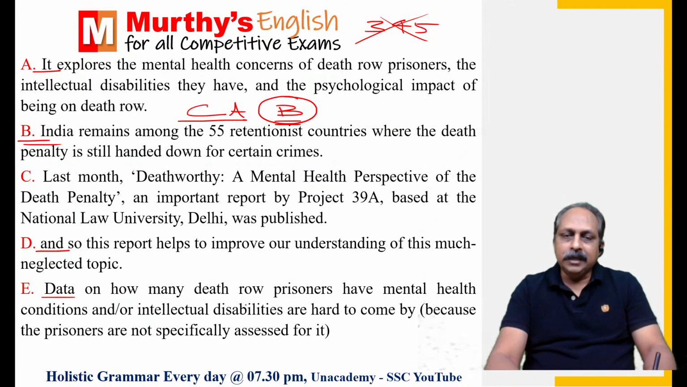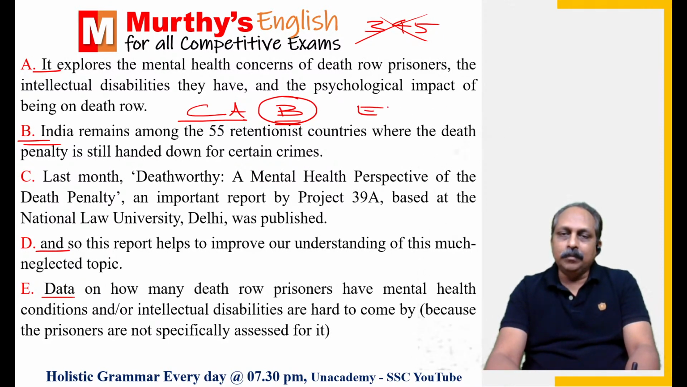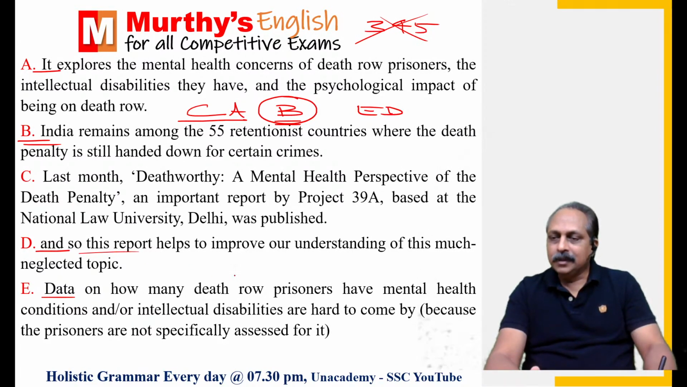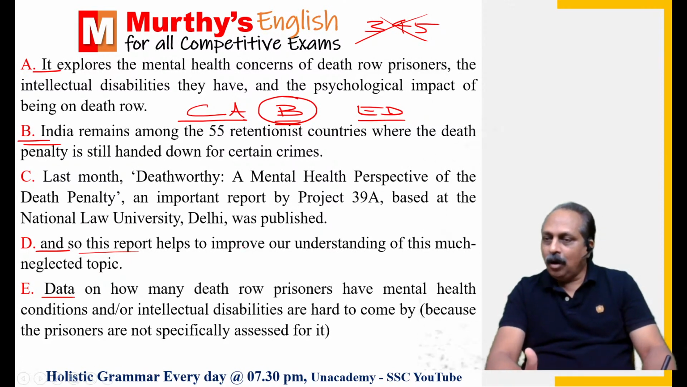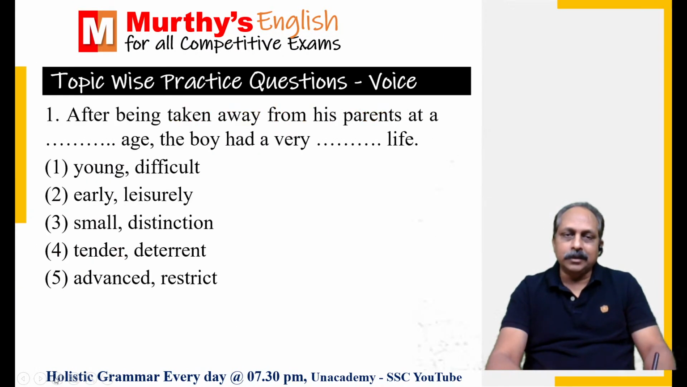Data on how many death row prisoners have mental health conditions and or intellectual disabilities are hard to come by. And so this report helps to improve our understanding of this much neglected topic. ED, not a problem. So this report, that is the last sentence. But getting B as the third one is the most important thing. I don't know how many of you have got this correct order. I appreciate those who have got it right.